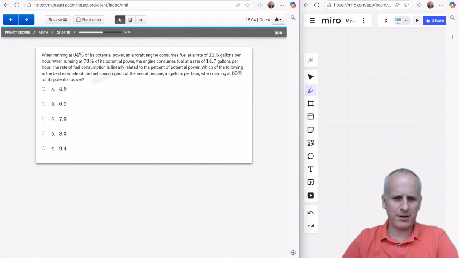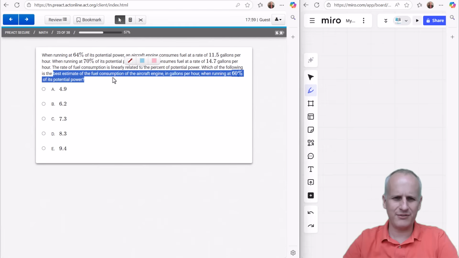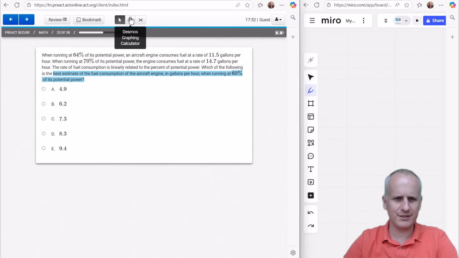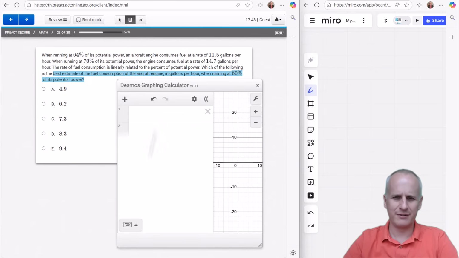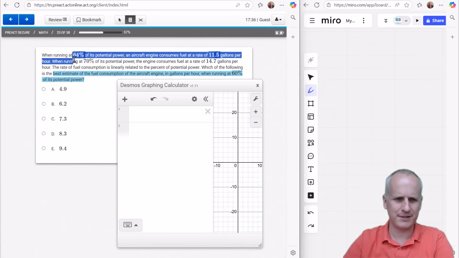Moving on to the next problem, we are being asked for the best estimate of the fuel consumption of the aircraft in gallons per hour when running at 60% of its potential power. And so I'm going to pull up my graphing calculator once more, clear out everything from it so that we can avoid using the scratch pad. When running at 64% of its potential power, an aircraft engine consumes fuel at a rate of 11.5 gallons per hour. When running at 70% of its potential power, it consumes fuel at a rate of 14.7 gallons per hour.